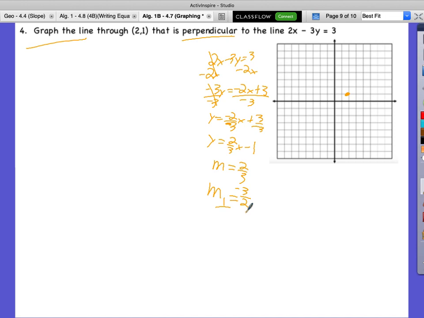So now, from this point, where could we go to make another point? Down 3, right 2. Very good, Brady. Or from our original point, where else could we go? Instead of down 3, we could go up 3 and over to what direction? Left. And what do we notice? These make a straight line.